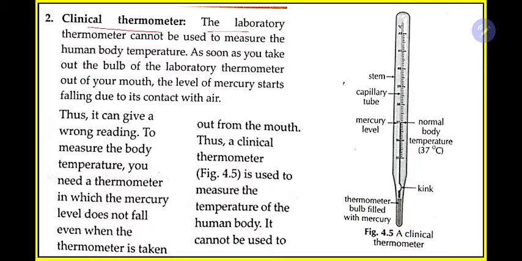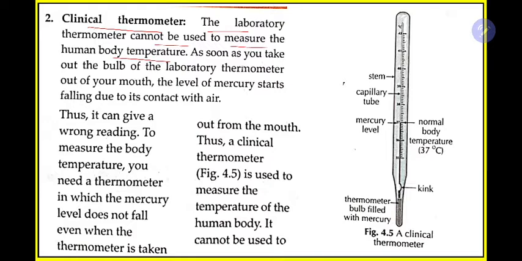The laboratory thermometer cannot be used to measure the human body temperature. The thermometer which you use in the laboratory, for example in a school laboratory or different research laboratories, cannot be used for measuring our body temperature. If you feel fever, you cannot use that thermometer, you need a clinical thermometer.